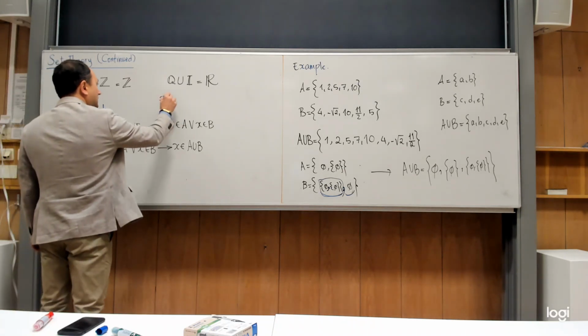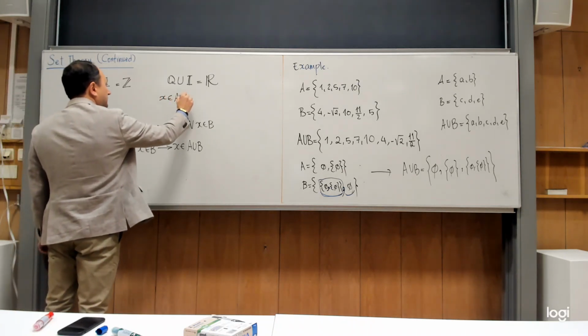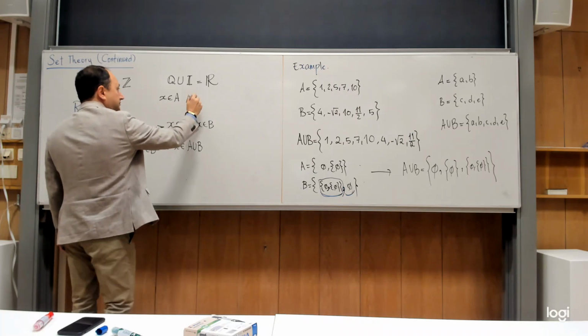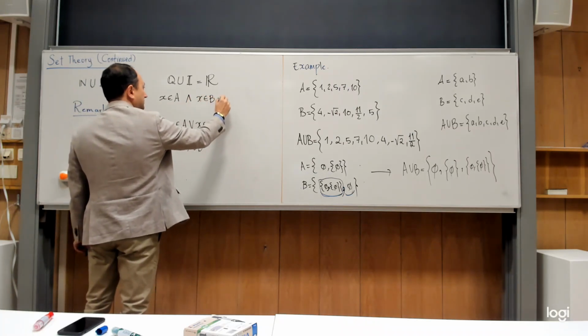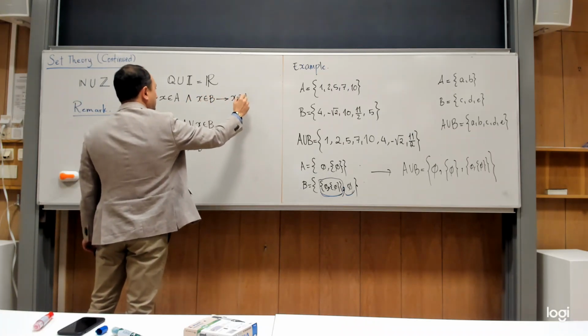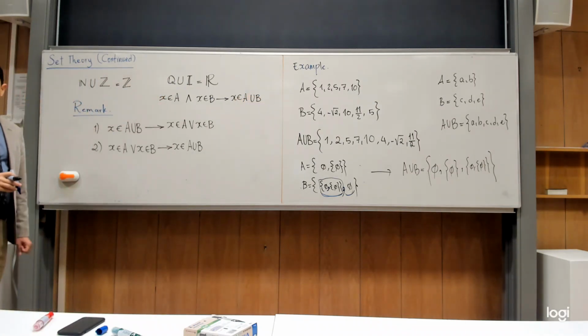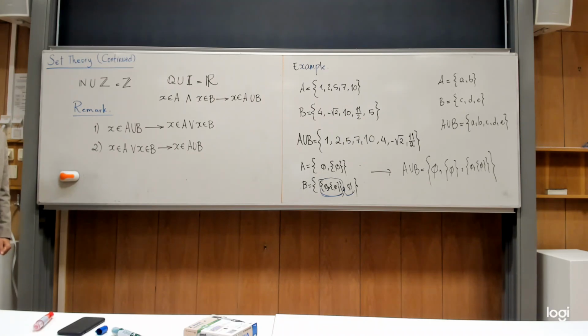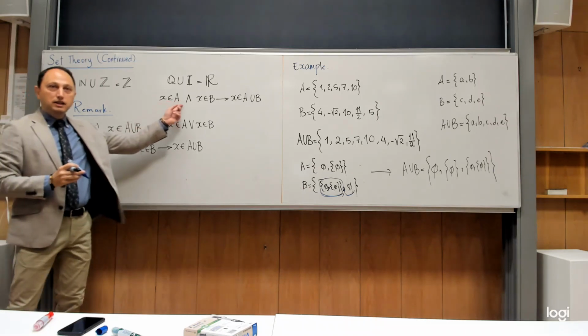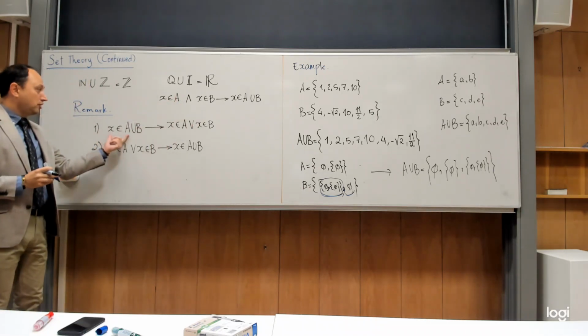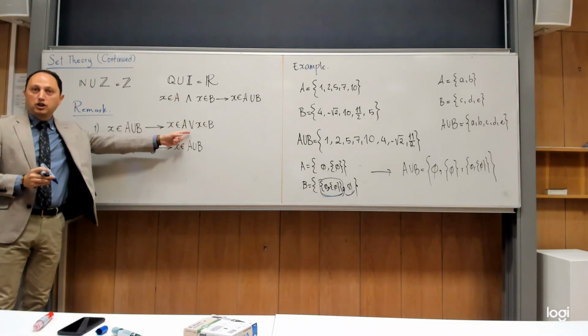Let me make it a little bit tricky. What about this one? Do you think this is true or false? This is AND. Is it true? You are saying it's true. Yes, it's true. So even if it is AND, it is still true. But be careful, from this direction it has to be OR, not AND.